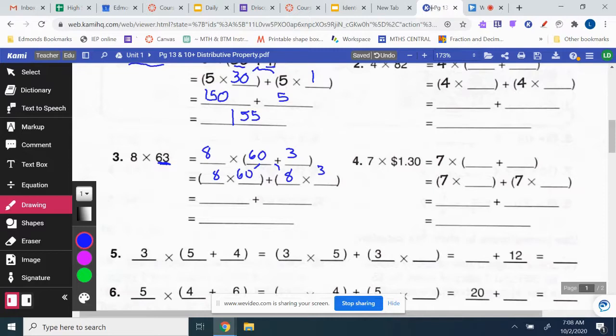Well, I know 8 times 6 is 48. And I'm just going to bring the 0 down to that. And 8 times 3 is 24. And when I add 480 to 24, I'm going to get 504.